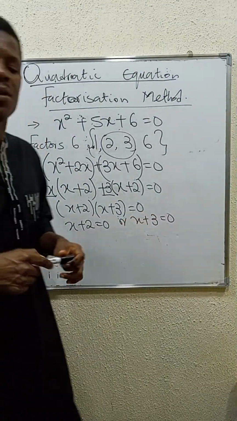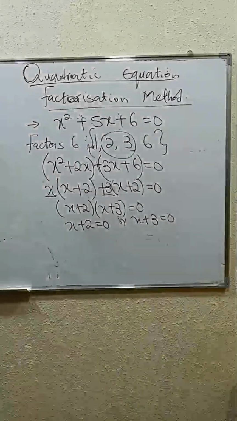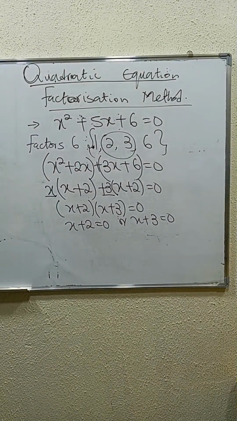So what's the value of x in the first one? Let's know the answer. x plus 2 is 0. If x plus 2 is 0, what will be the value of x?